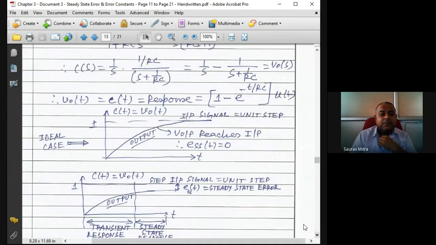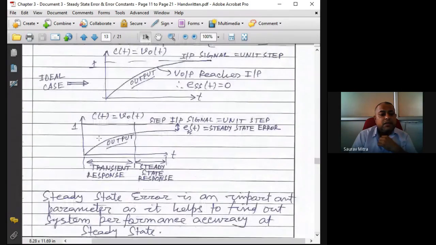But check this diagram below. Okay, check this diagram below. Suppose the capacitor voltage input is 1, but the capacitor charges up to this level, let's say 0.8 volt, because 0.2 volt of recombination or some charge loss is there inside the capacitor. So 0.8 volt is the final capacitor output voltage and 1 volt is the input voltage to the capacitor. So how much is the steady state error in that case? It is 1 minus 0.8, that is equal to 0.2 volt.